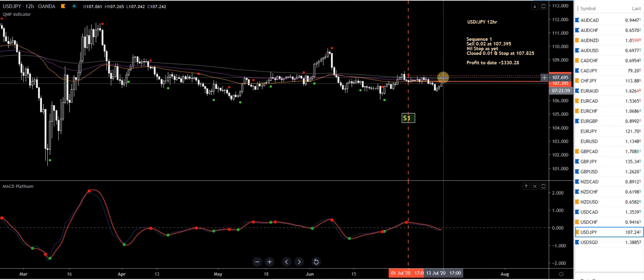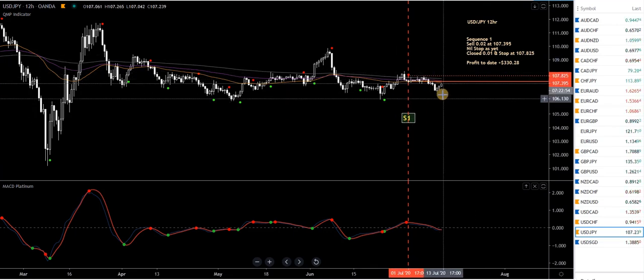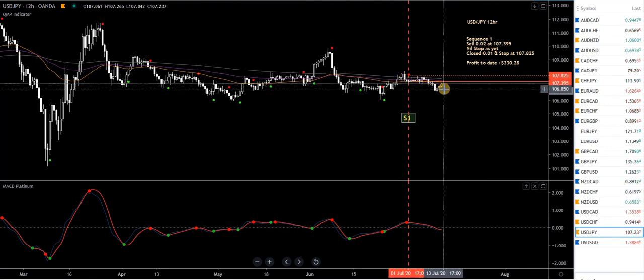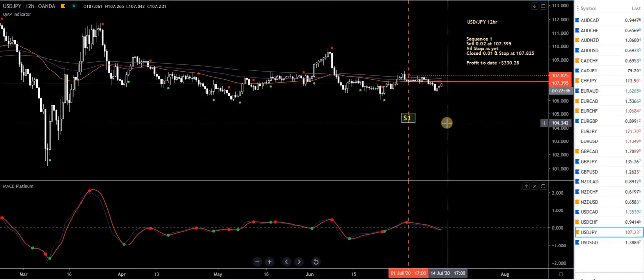$6.50. Basically, if I get stopped out, I'll probably be an overall break even for the whole trade. There's not much wiggle room there. This thing's been going pretty flat for a while, so it's a bit hard to get a read on the USD Japanese yen at the moment, but I don't mind trading it. It's a good pair to trade.